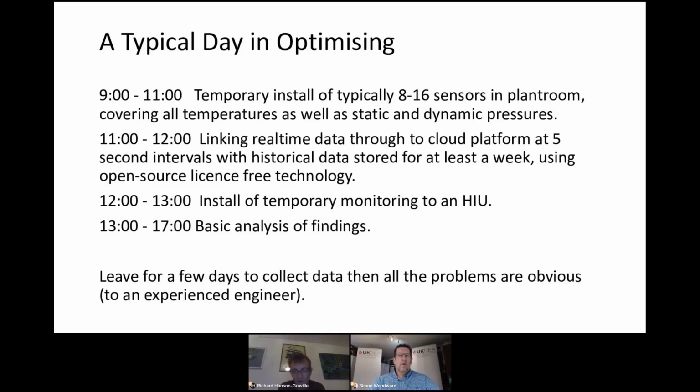But when we're optimizing networks, this is the kind of thing we're talking about. A day's work, find out what the key problems are, look at the hydraulic layout, and just say where it's not compliant. It's as simple as that, really.